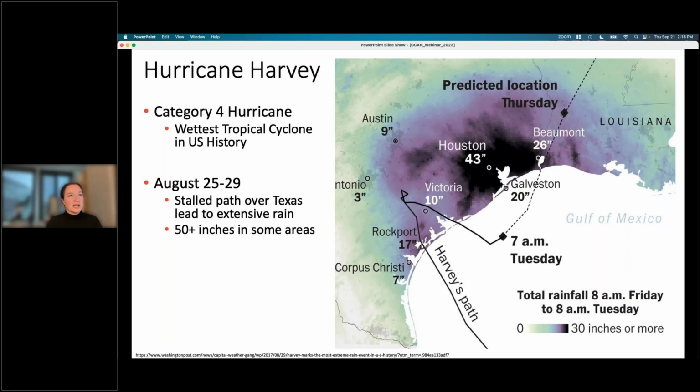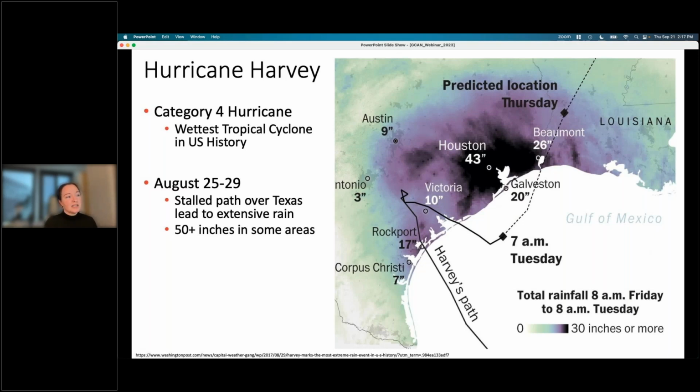One of the reasons that it had such high rainfall amounts and volumes is because the storm actually stalled over the state of Texas between August 25th and 29th for multiple days, dumping large amounts of rainfall with some areas receiving more than 50 inches.